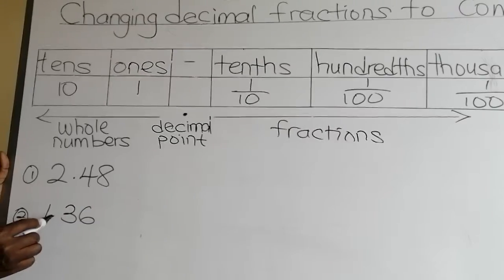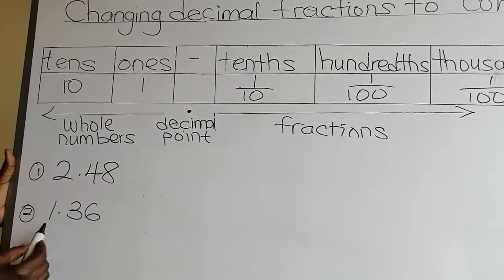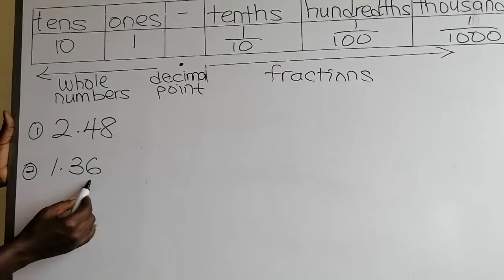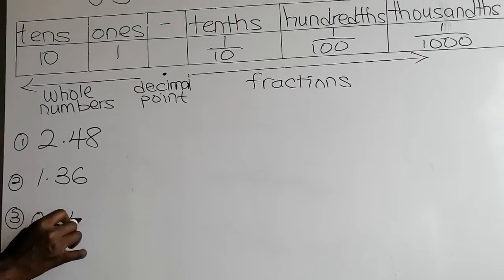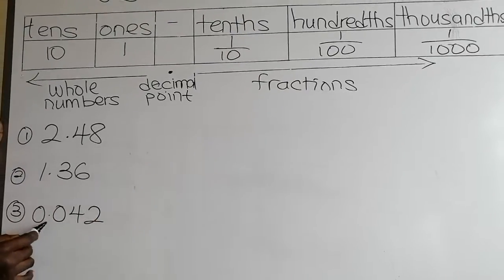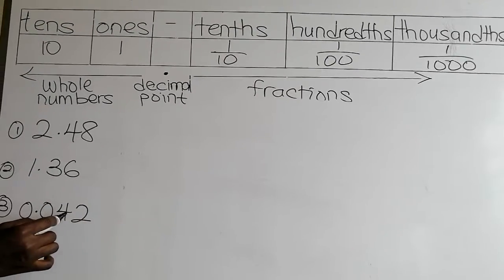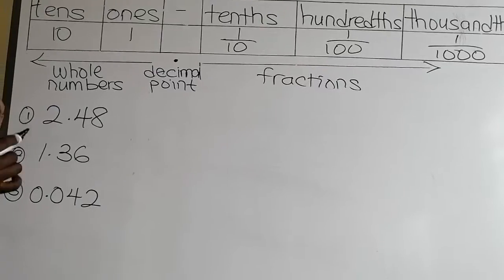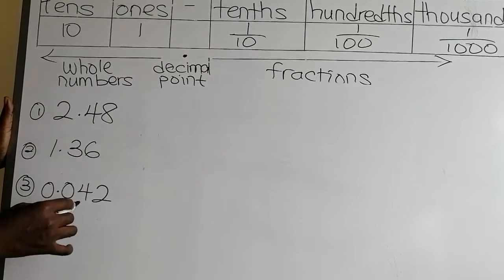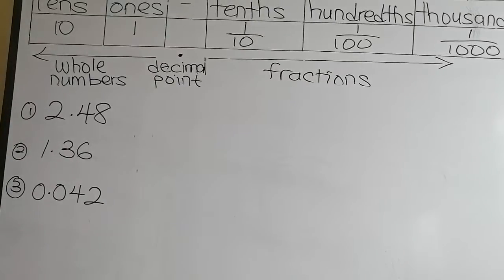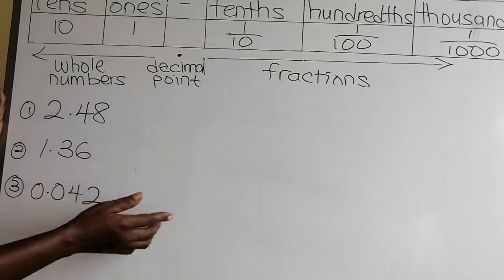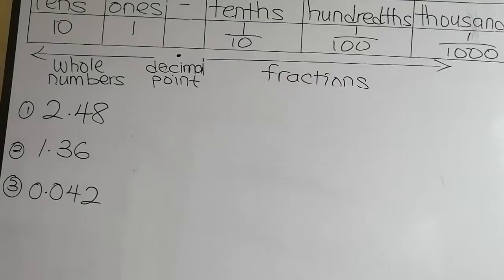This can be read as 1.36, a whole number and then the fraction. We have 0.042. So this is how we read decimal numbers. When you are reading, make sure the digits after the decimal point are read individually.